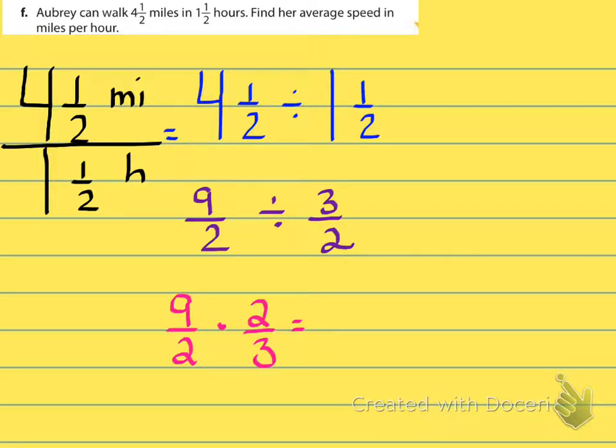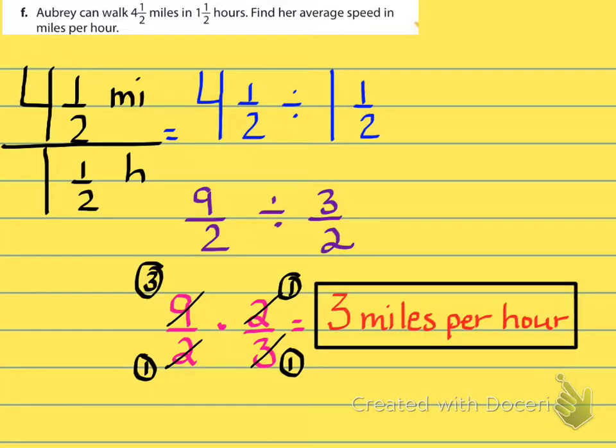So you should come up with this, and you should also be able to see a lot of things you can cross simplify. And as you can see, you get 3 times 1 and you get 1 times 1. So you end up with an answer of 3 miles per hour. You want to make sure that you have the units, especially in this section where you're dealing with rate and unit rate. You absolutely have to have the units or the answer will be completely wrong.